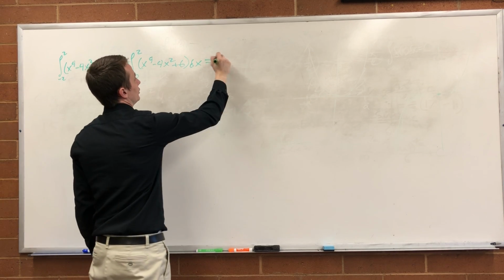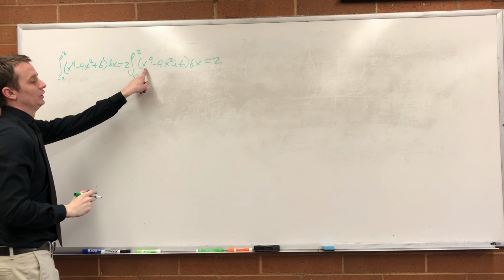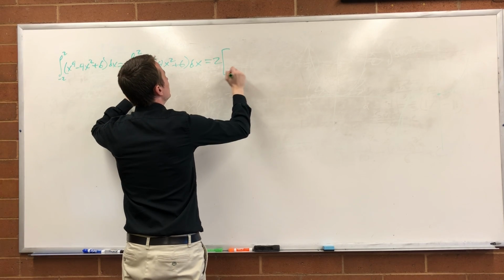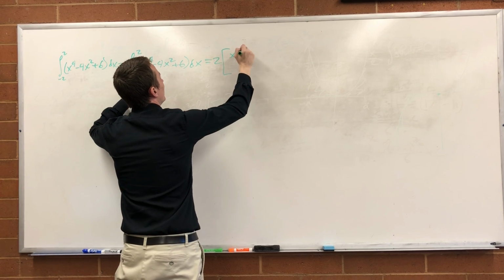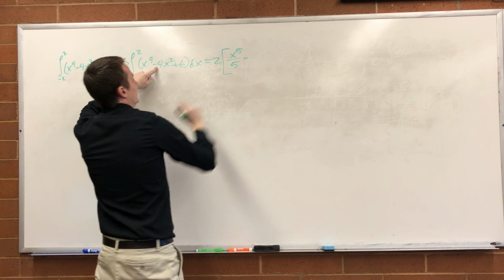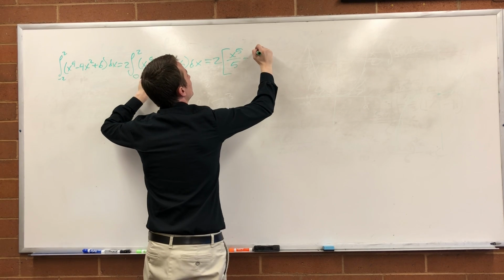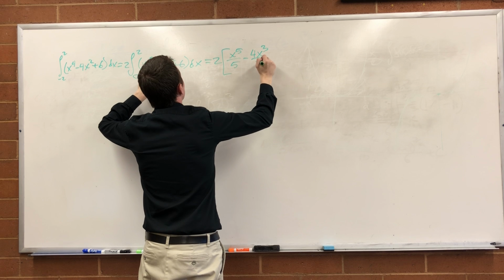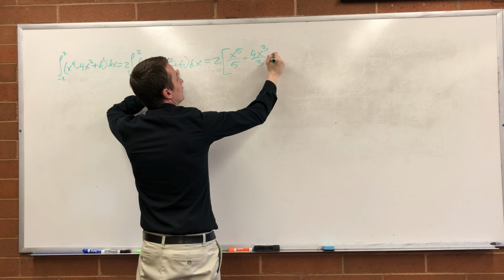Okay, so now this is equal to 2 times. Let's calculate the integral. The integral of x to the 4 is x to the 5 over 5, minus 4x to the 3 over 3, plus 6x.